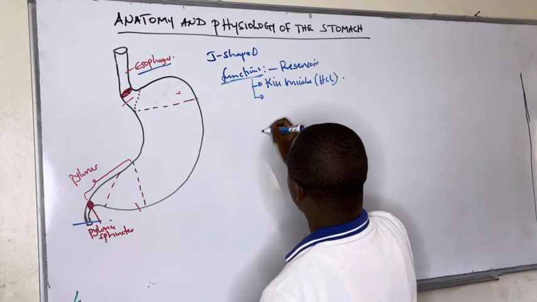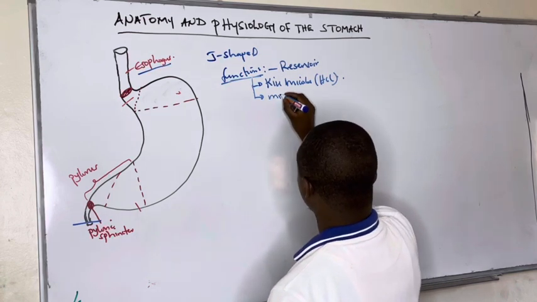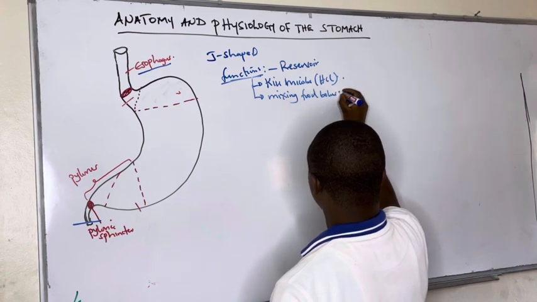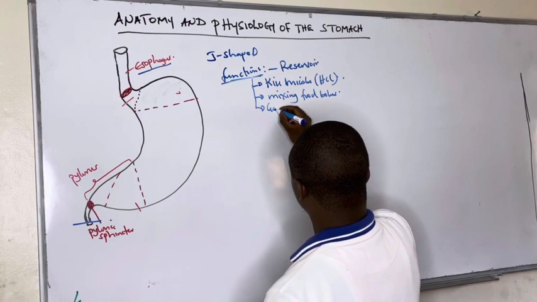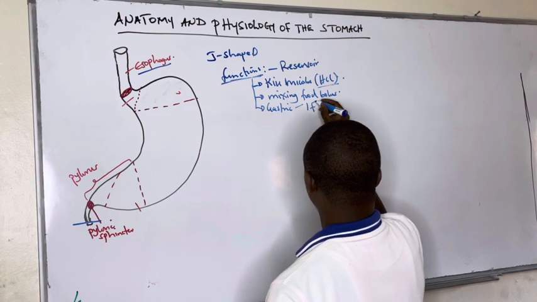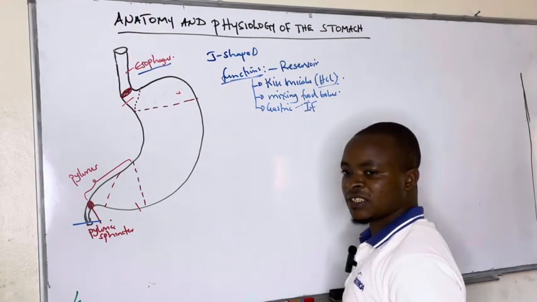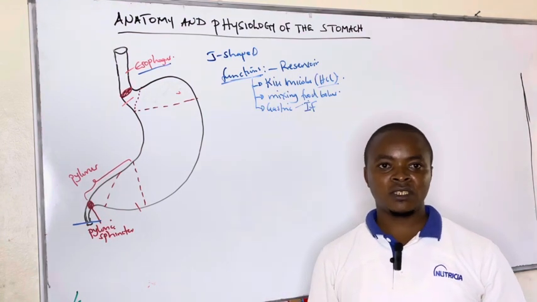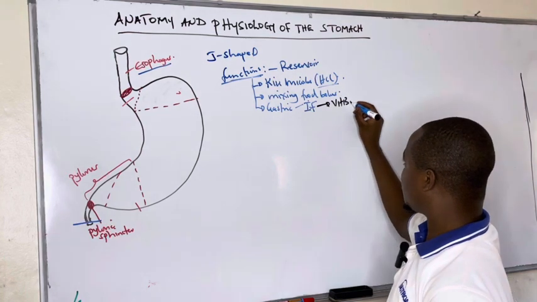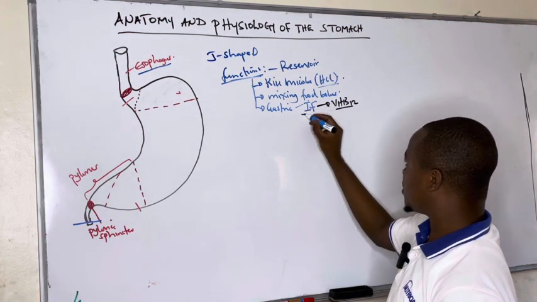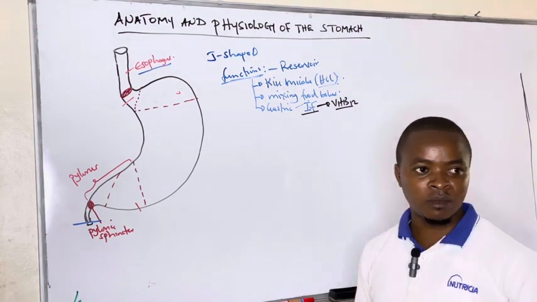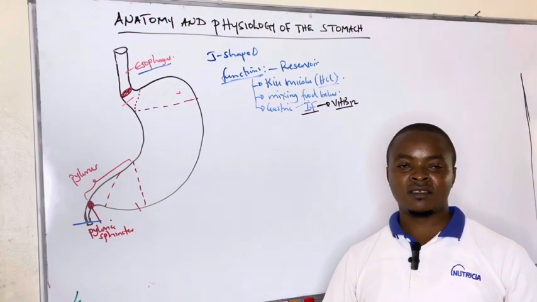This stomach does the role of mixing food. It mixes food bolus with gastric juice. And it also produces gastric juice. This gastric juice contains HCl and intrinsic factor of Castle. And this intrinsic factor of Castle is the one that enables absorption of vitamin B12. So whenever you take food with vitamin B12, it binds with intrinsic factor of Castle produced by the parietal cells, which enables absorption of vitamin B12 within the intestines.